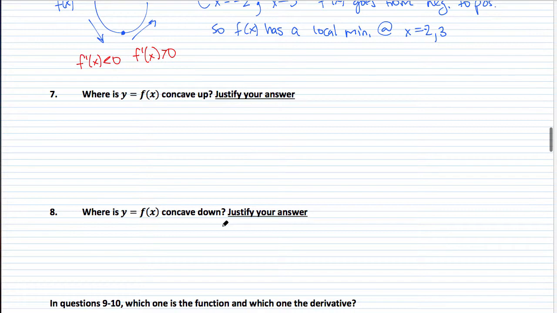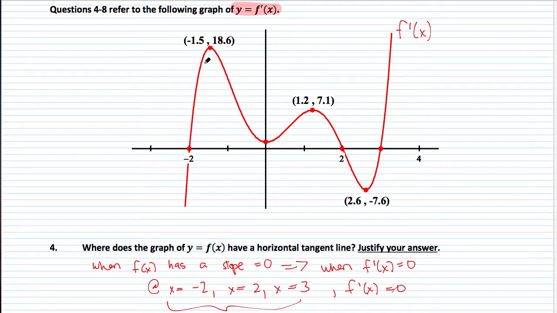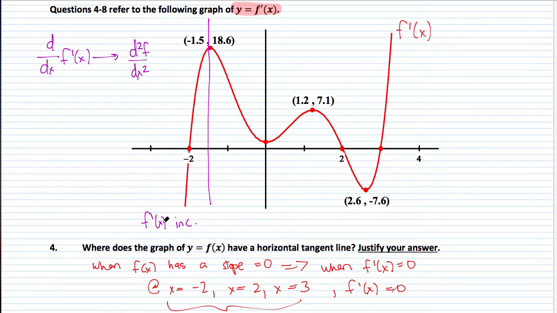Now, 7 and 8 ask when is it concave up and when is it concave down. In order to figure that out, I need to think about how this is changing over time. For this entire section to the left here, the value of my f prime is increasing. What does that mean? That means the slope of this section is increasing. The slope of f prime of x, so d dx of f prime of x, translates to the second derivative. Since f prime of x is increasing, f double prime of x is positive, or this is concave up.